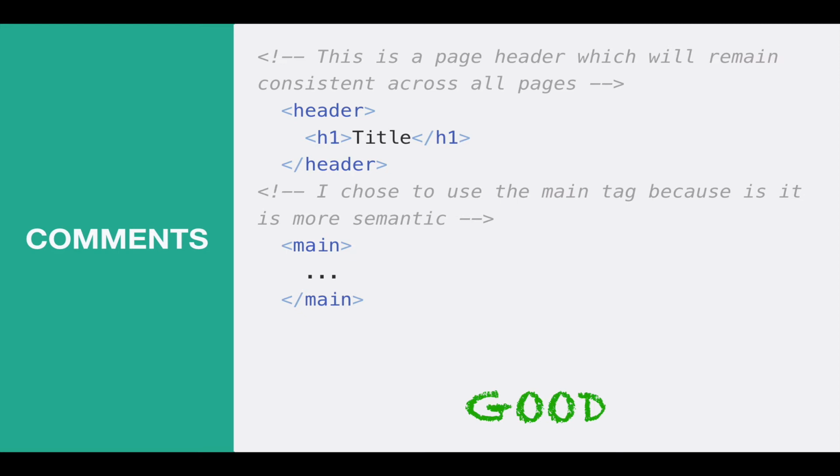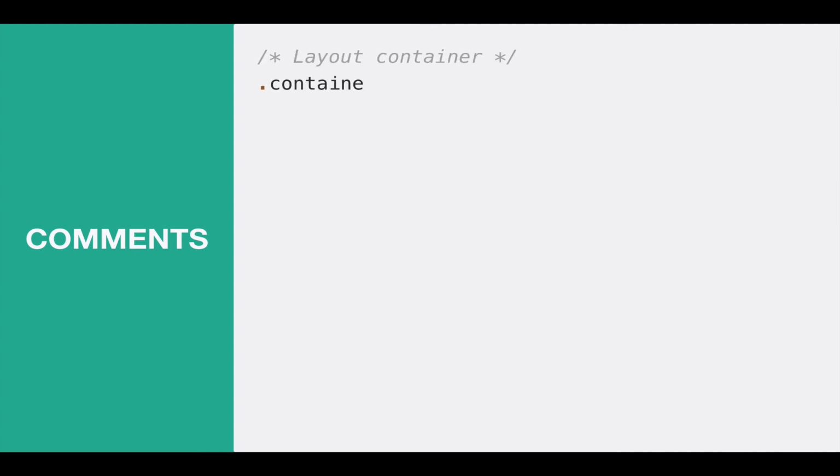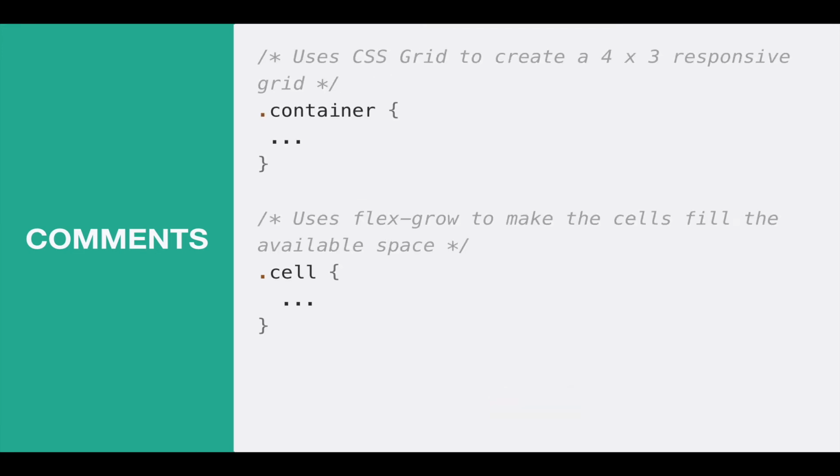This is at least telling me something about it, right? Here's an example with CSS. Again, not telling me anything. Not good. This is a bad comment. Okay, better comments would be explaining that the container will create a 4x3 responsive grid, or that I'm using flex-grow because I want my cells to fill the available space. That is explaining and telling me why you're doing it, telling me that you do know what you're doing.